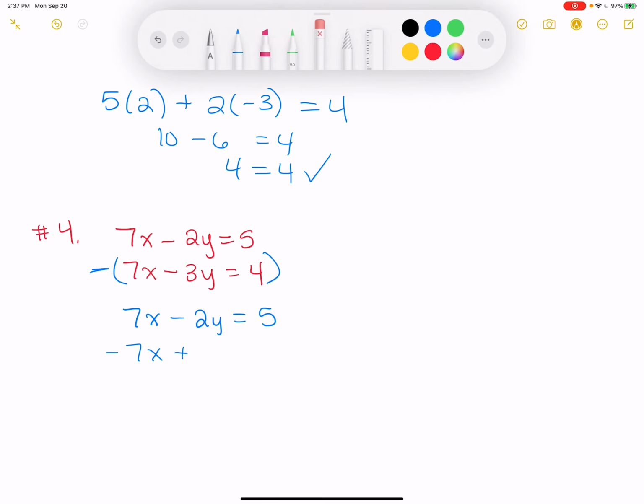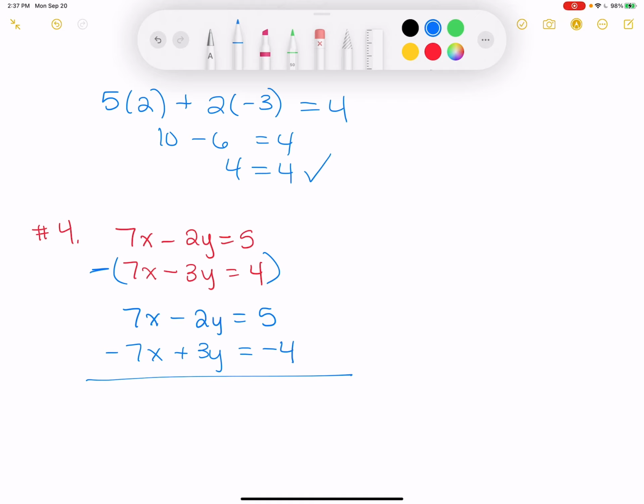Why did I just write that? Plus 3y equals negative 4. And now I don't have to worry about remembering the negative sign every time. I've already set it up, so now I can just combine the stuff together. Okay? Either way is fine. It doesn't matter.